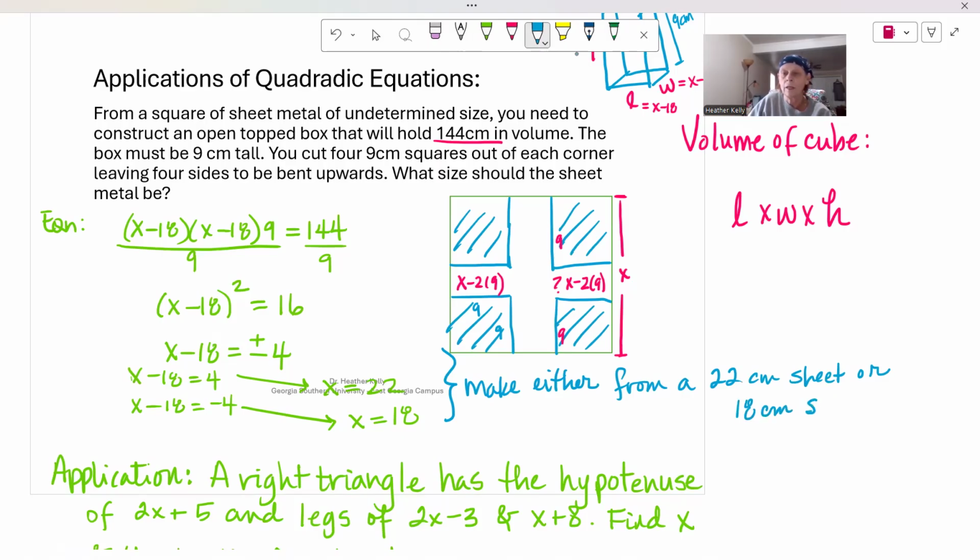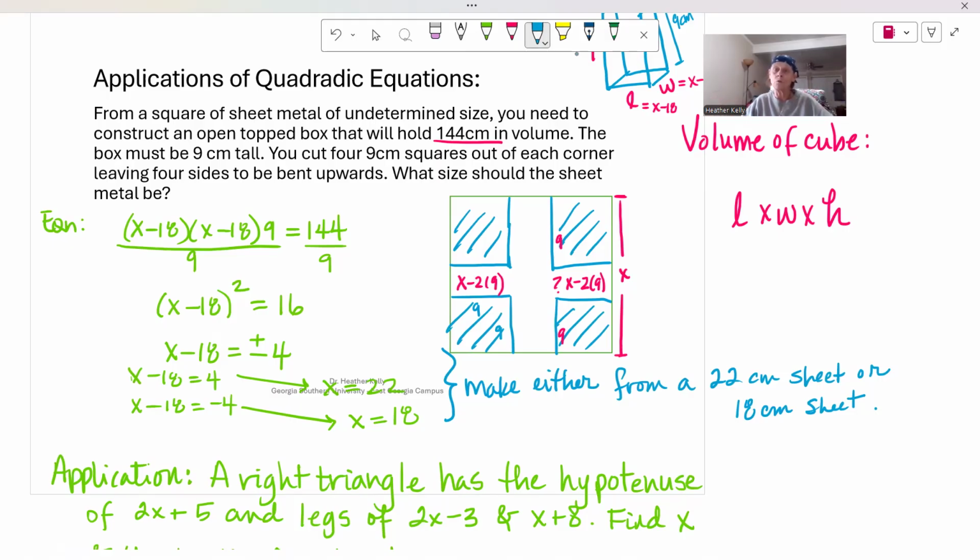Now, if we had done this math and one of these turned out to be negative, well then that doesn't work at all, right? You can't have negative length. But these both came out positive, so you can make a box with a 9 centimeter tall height that'll hold 144 centimeters in volume by either using a 22 centimeter sheet or an 18 centimeter sheet.